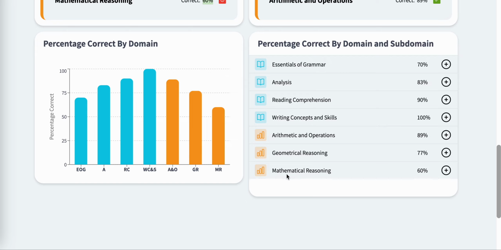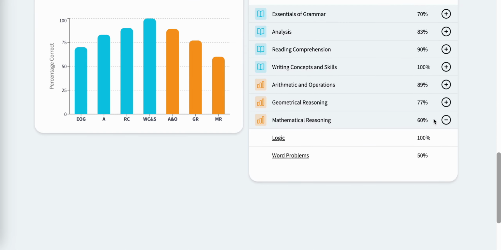And so I'm going to click on mathematical reasoning at 60%. If I break this down, I notice this student, logic for them is not the problem. They have 100% questions correct in logic. But word problems is where they're struggling at only 50% correct. So I would like to click on that, and I'm going to be brought to this page.